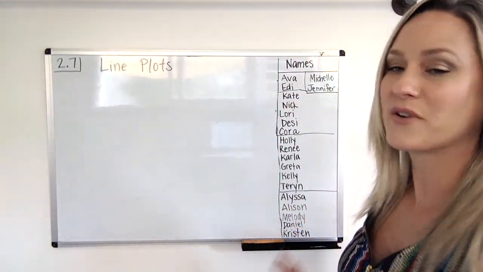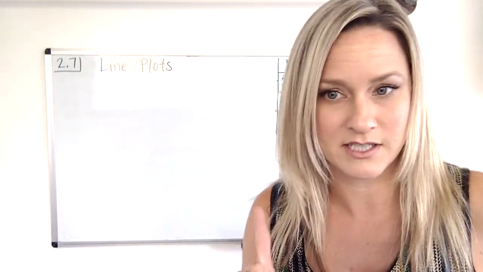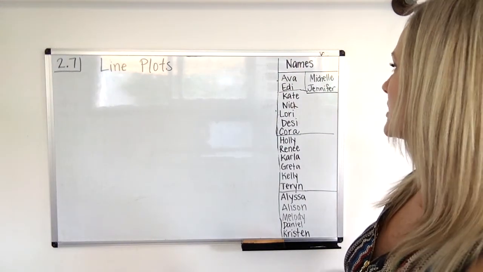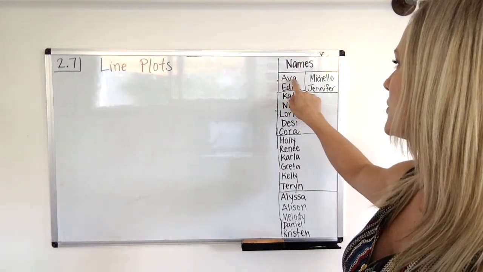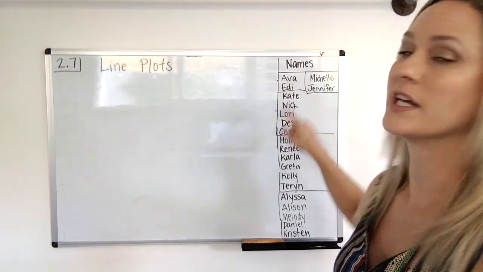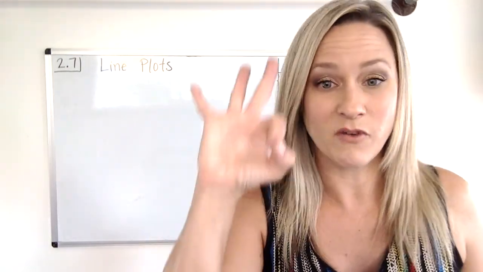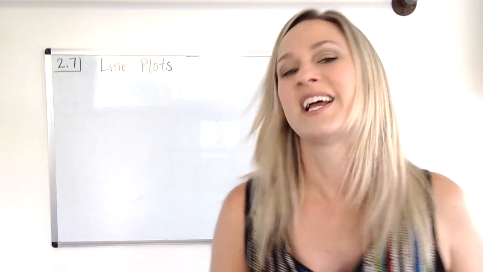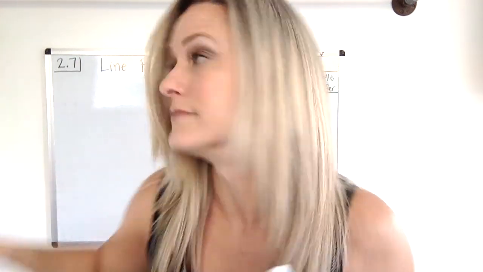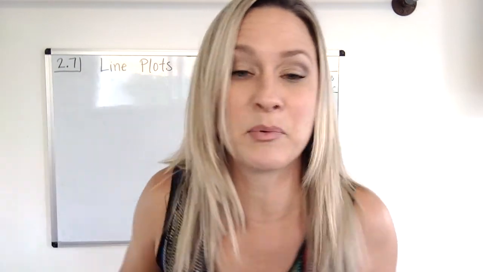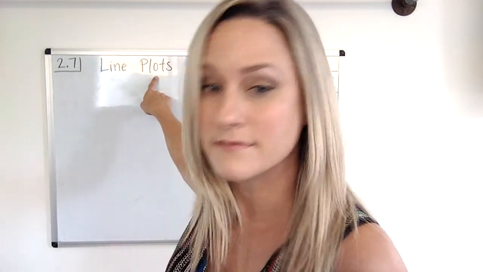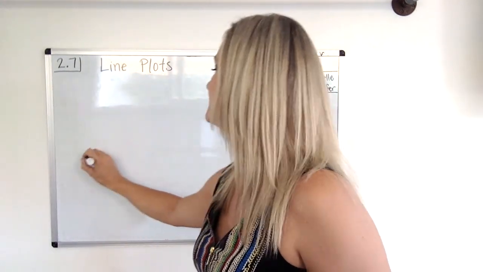We're just using these names, and we're actually going to be thinking about how many letters are in the name. So I have these already lined up by the number of letters in the name. So we can see here we've got 1, 2, 3, 1, 2, 3. So Ava and Edie both have names that have only 3 letters. Okay, so this is what we're going to do. We're going to draw a line, and then we're going to plot. Sound good? Okay, here we go.